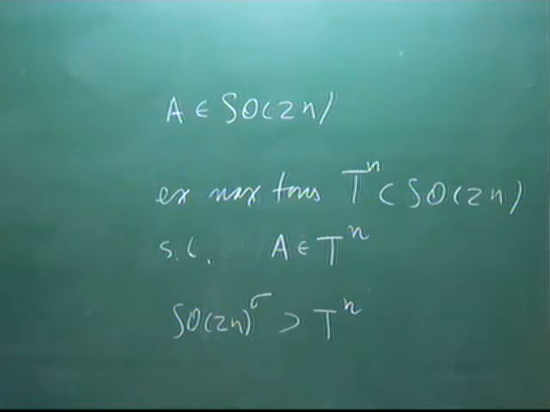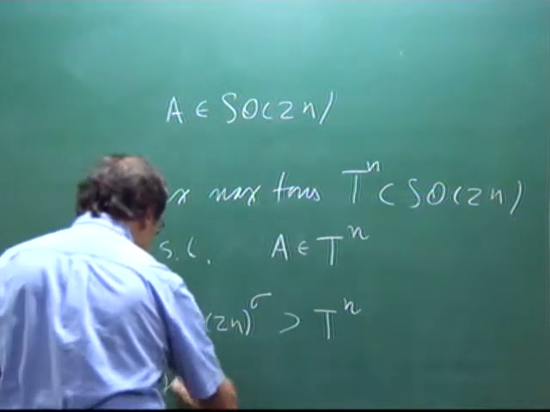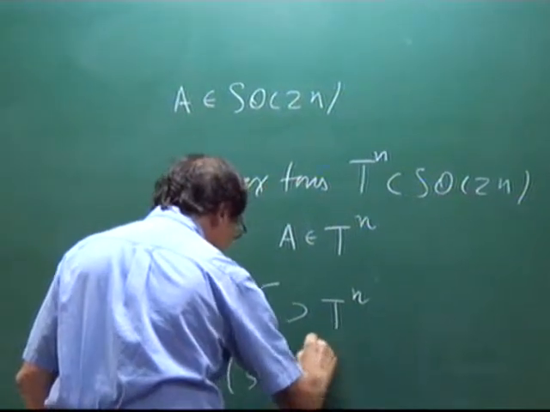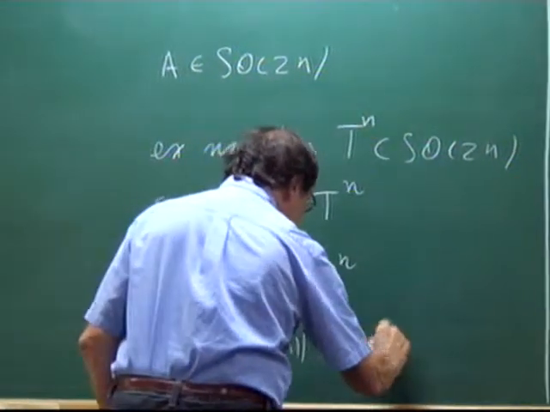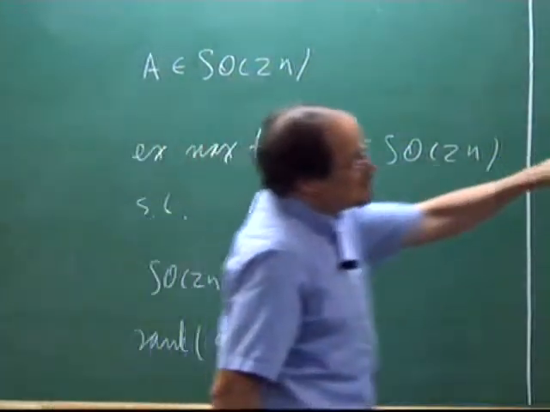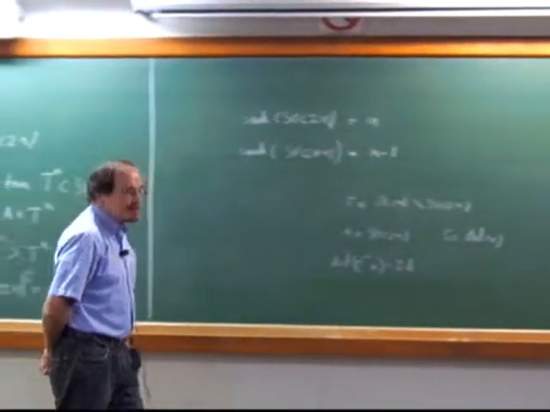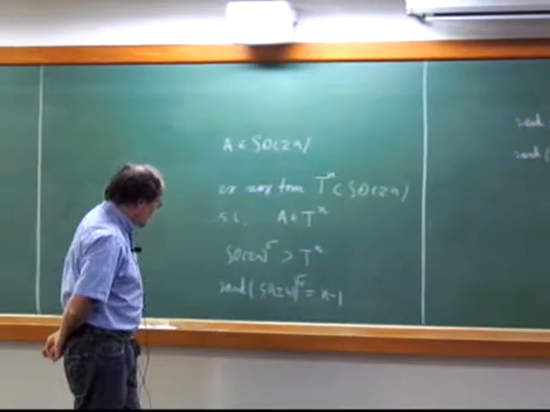So the rank must also be equal to n. So the rank of the fixed point set is equal to n minus 1. But we just saw for this particular element A here, it's equal to n minus 1. So that was going to be my proof.